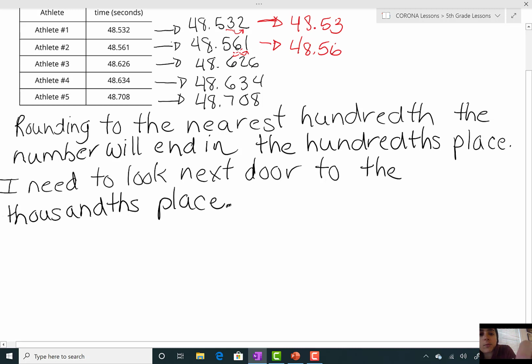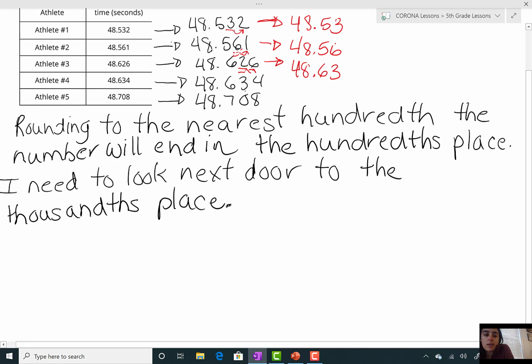Let's look at athlete 3. Athlete 3 has a 2 in the hundredths place. So if I look next door, that's a 6. That's going to bump that 2 in the hundredths place up to a 3. So their time is going to be 48 and 63 hundredths.